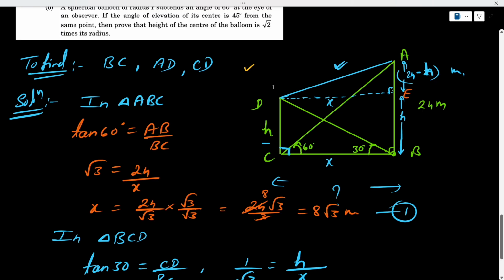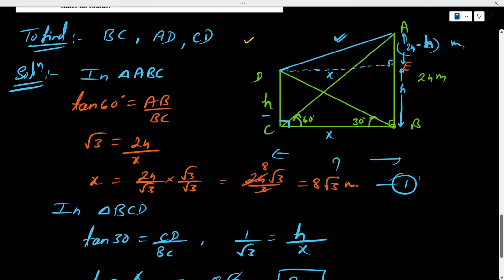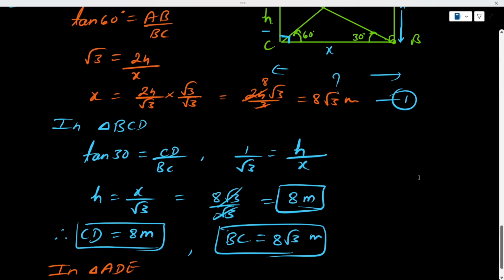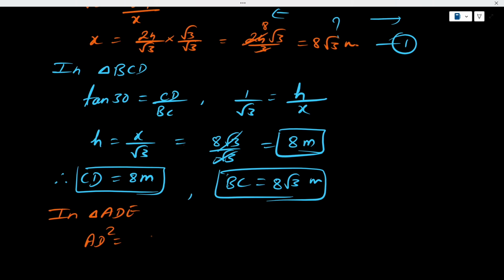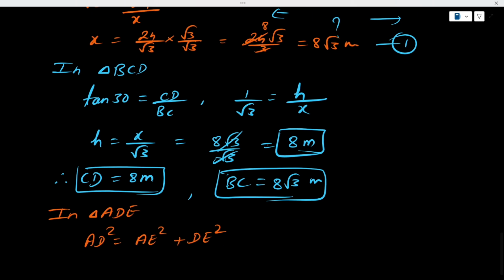So we can write down here in triangle ADE, AD square is equal to, if I take the figure here, AD square will be AE square plus DE square. So this is AE square plus DE square. Now AE is how much here? AE is 24 minus H.